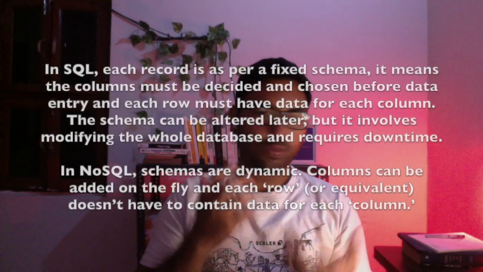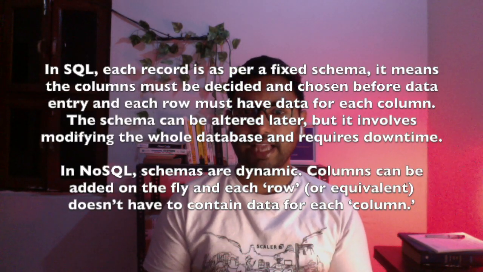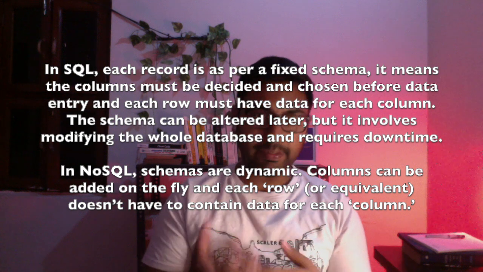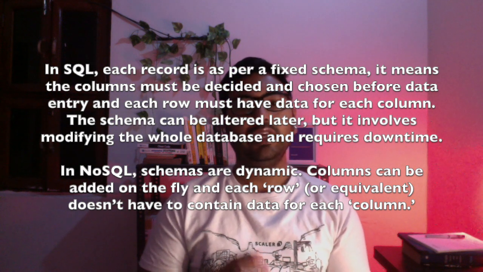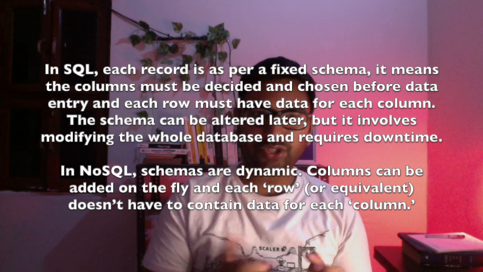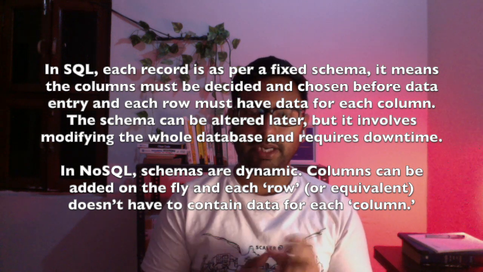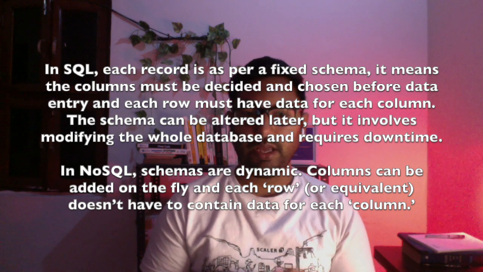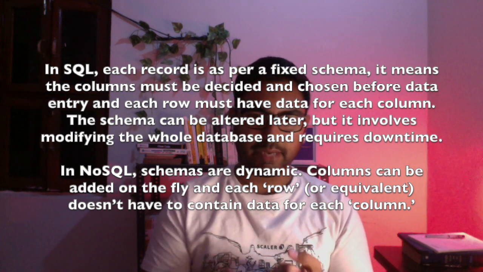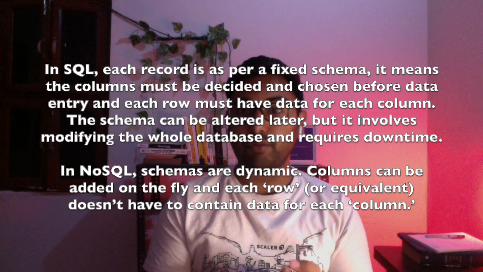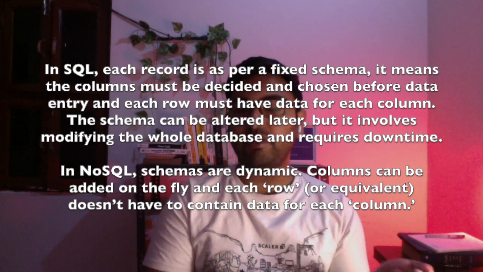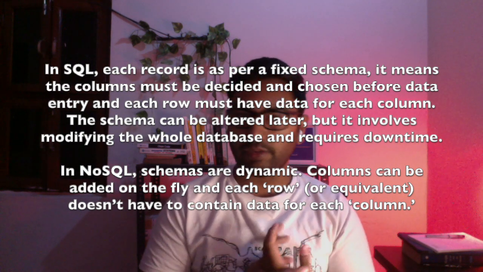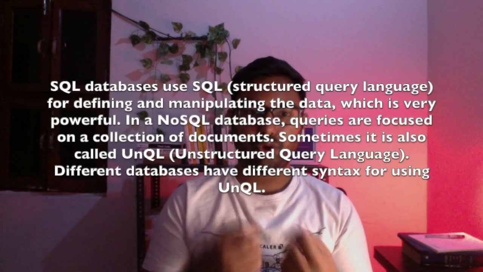Second difference is about schema. In SQL, each record is as per a fixed schema. It means the columns must be decided and chosen before data entry. And each row must have data for each column. The schema can be altered later, but it involves modifying the whole database and requires downtime. In NoSQL, schemas are dynamic. Columns can be added or removed on the fly, and each row or equivalent doesn't have to contain data for each column.